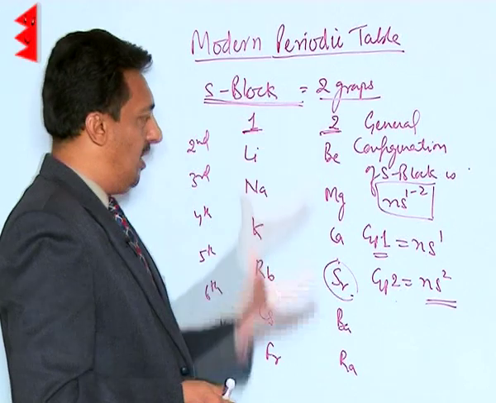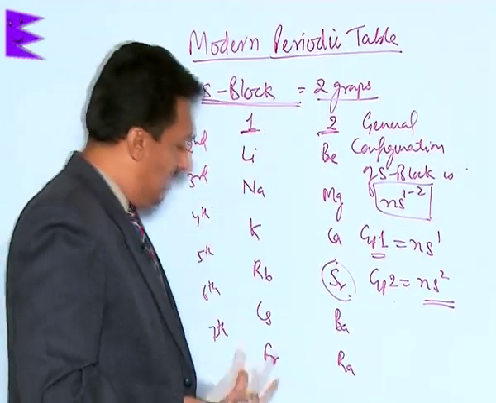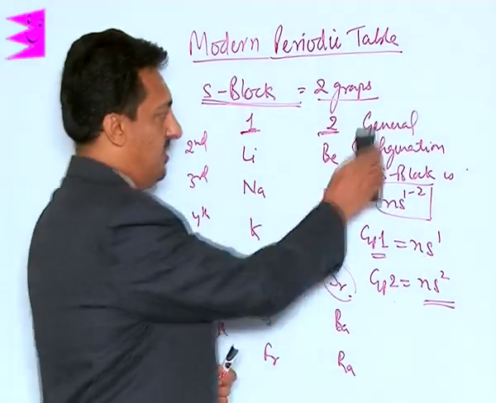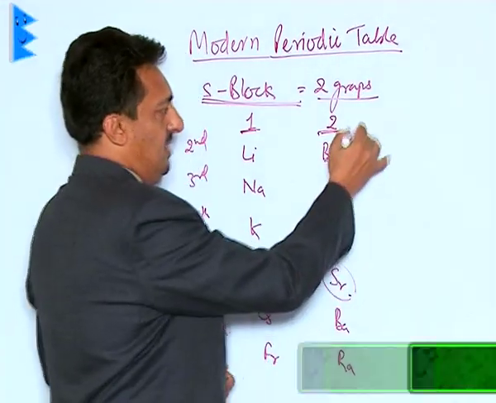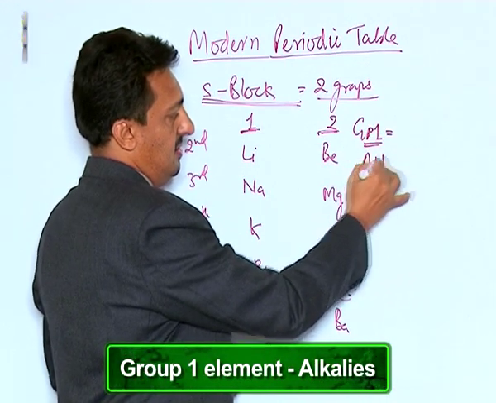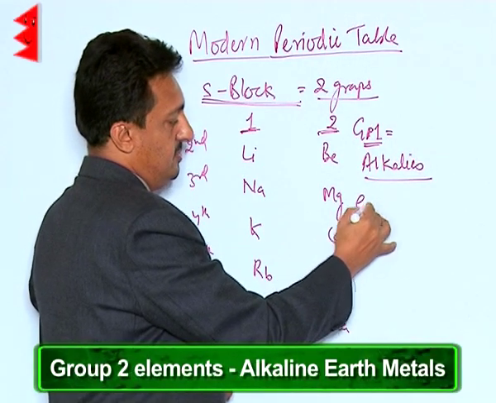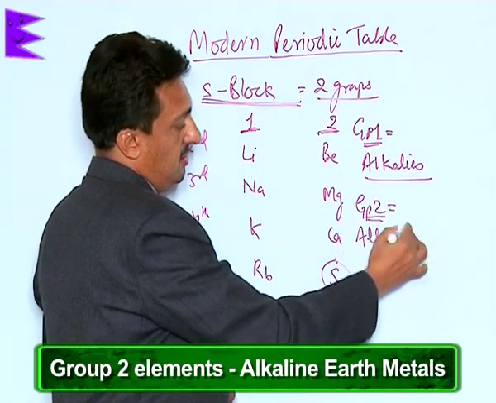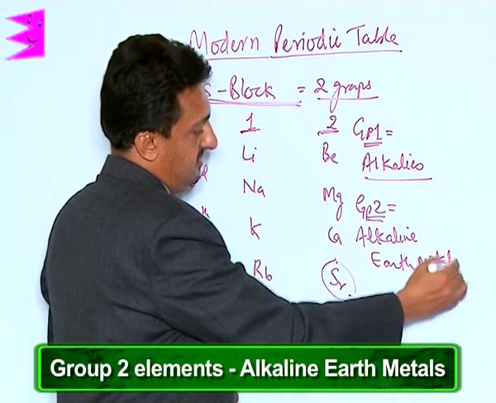So for the whole block it is ns1 and ns2. General electronic configuration of group 1 elements is ns1 and of group 2 is ns2. Another important thing is the general name. Group 1 elements are called alkali metals and group 2 elements are called in general alkaline earth metals.